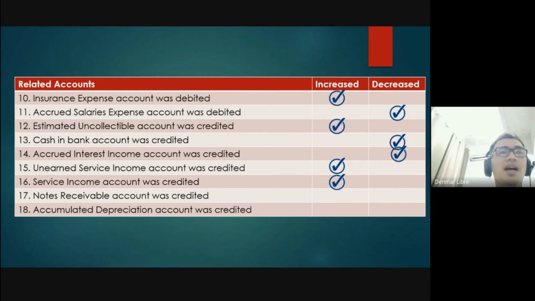Notes receivable account was credited. This is an asset account, normal balance, debit, but it was credited, decrease. Accumulated depreciation account was credited. Accumulated depreciation is a contra asset account, the opposite of asset. That means the normal balance is credit, increase.